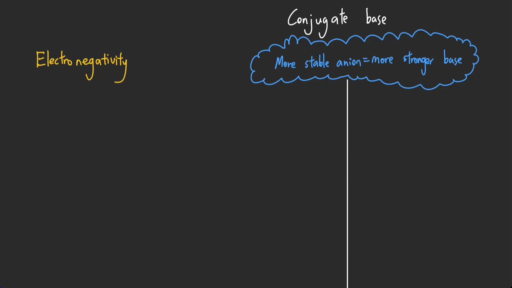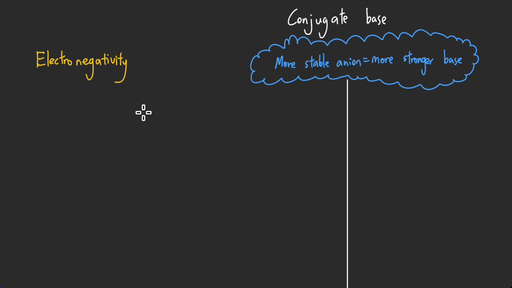Today we are going to talk about the conjugate base in terms of their stability and their strength. First of all, a general rule that we have to know is that the more stable the anion that the base can form, the stronger the base will be. Now the first concept is based on electronegativity, and we compare the strength of the conjugate base based on their electronegativity.